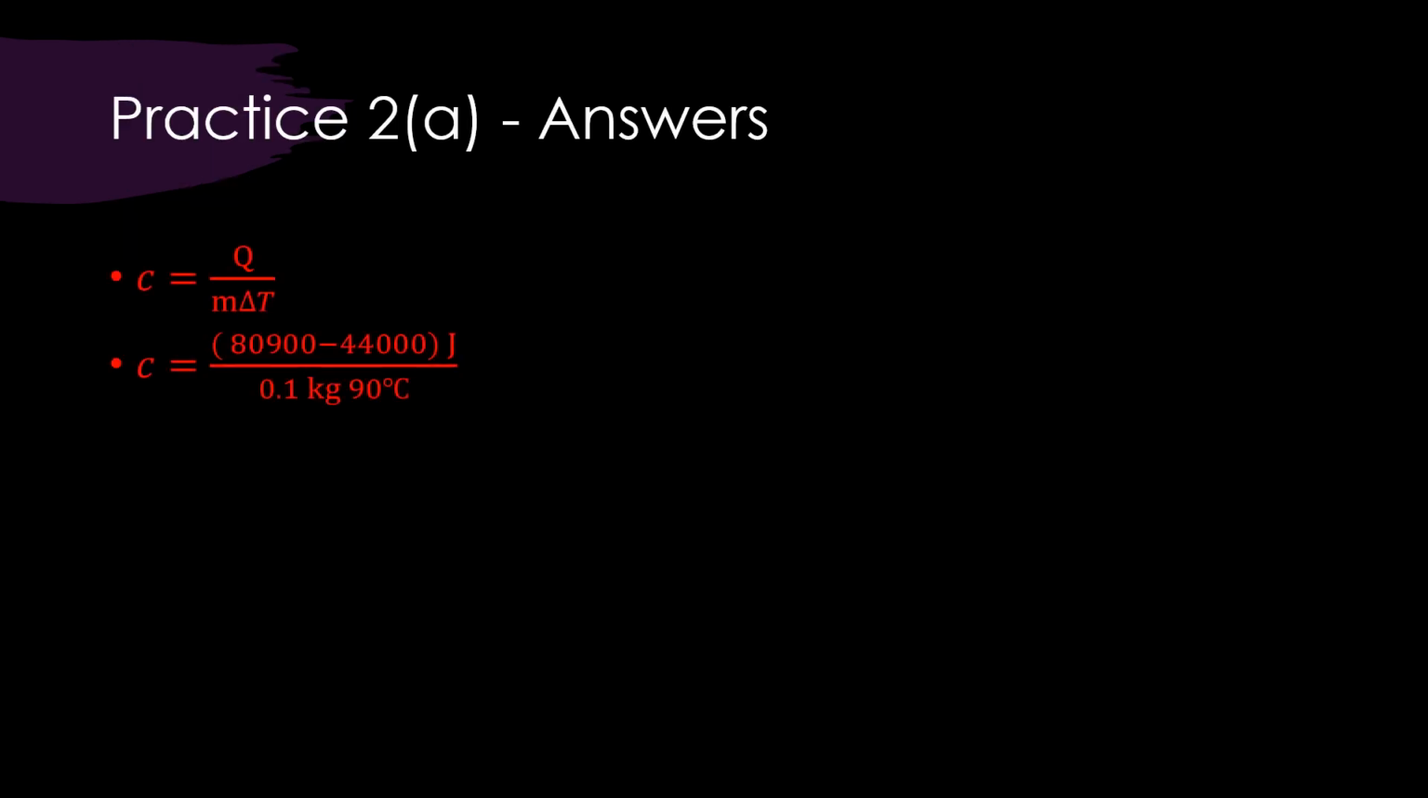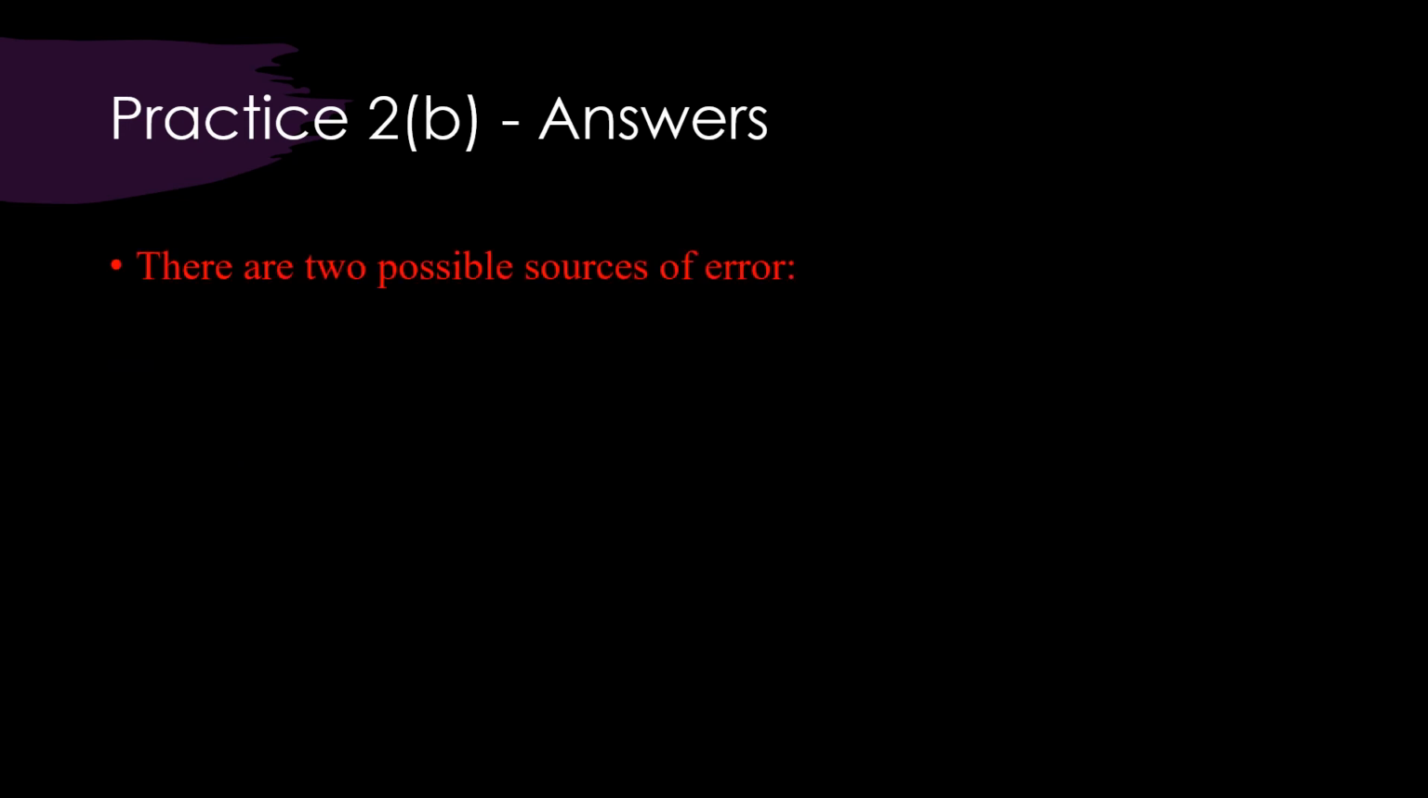So we just directly substitute the numbers into the formula we have, and we get 4,100 joules per kilogram per degree Celsius. However, it's not the same as the standard value, which is 4,200 joules per kilogram per degree Celsius, because there are two possible sources of error.